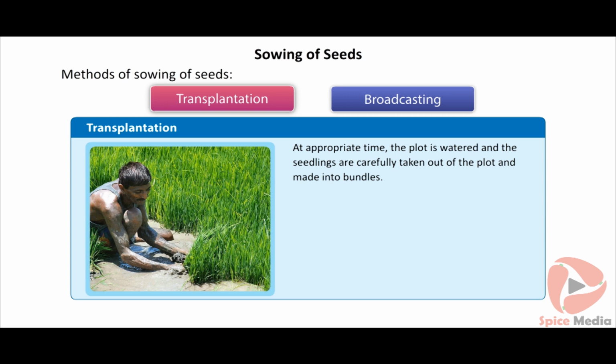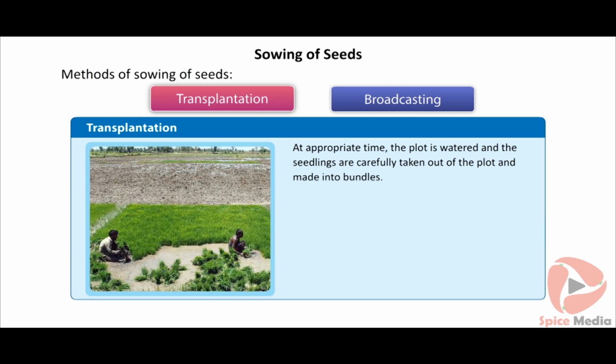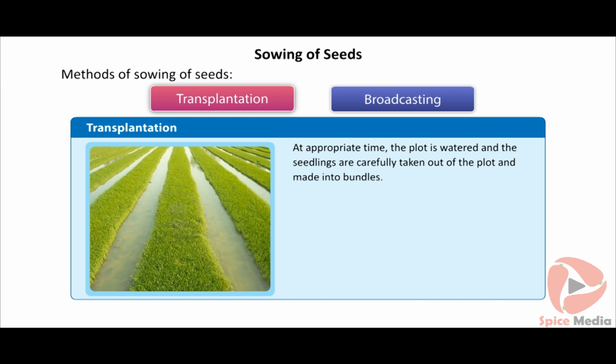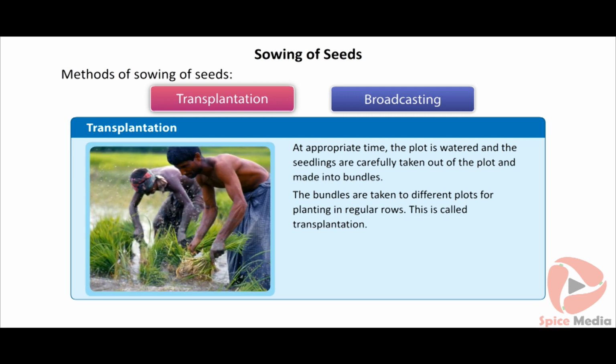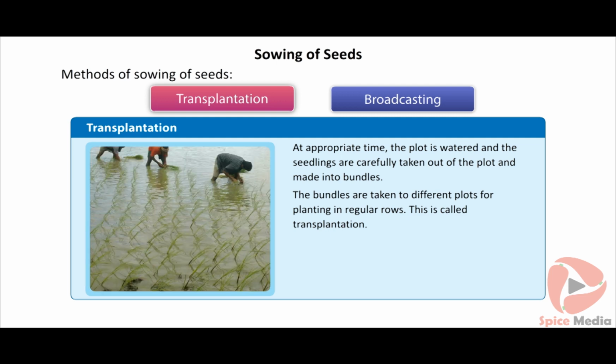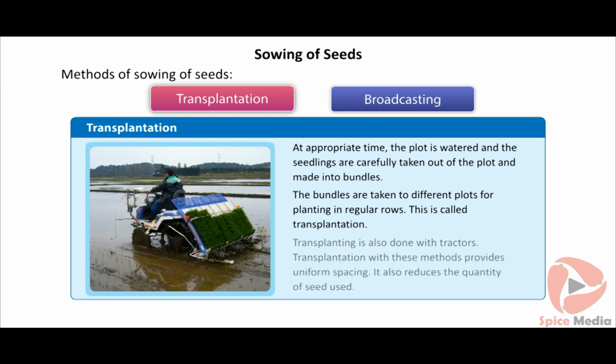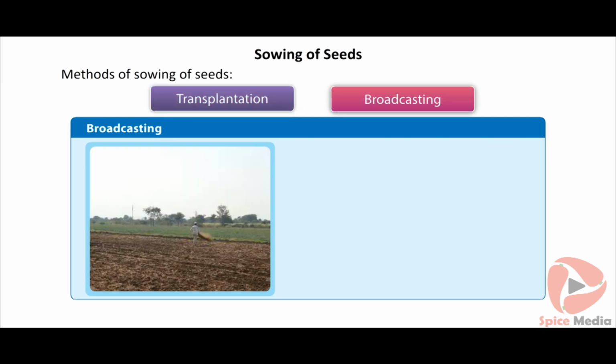At the appropriate time, the plot is watered and the seedlings are carefully taken out of the plot and made into bundles. The bundles are taken to different plots for planting in regular rows. This is called transplantation. Transplanting is also done with tractors. Transplantation with these methods provides uniform spacing. It also reduces the quantity of seed used.